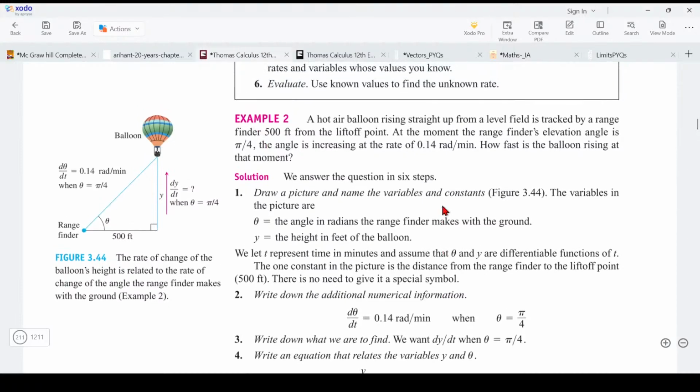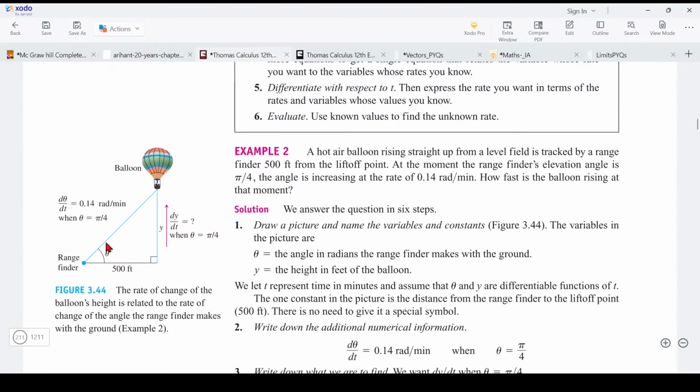So basically what we have done, we are given some rate. We are asked to find some other rate. So basically, we are asked dy by dt.